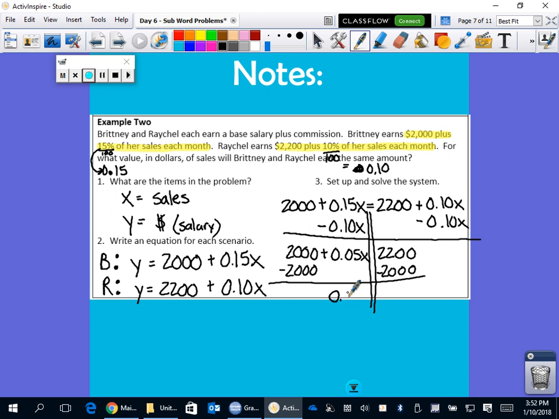So we have 0.05x equals 200, divided by 0.05. X equals 4,000. So she has to sell at least $4,000 worth of something, whatever she sells. So $4,000 worth of clothes to get these ladies to have the same amount. All right, flip it over to the next one, or the last one.